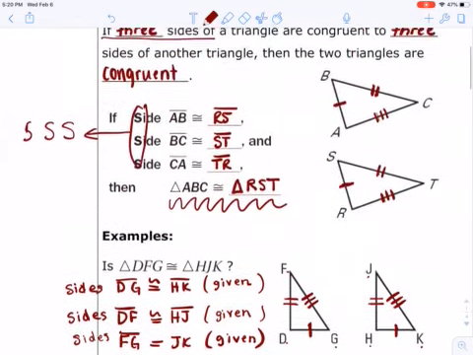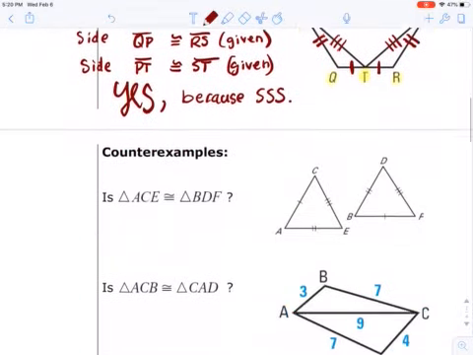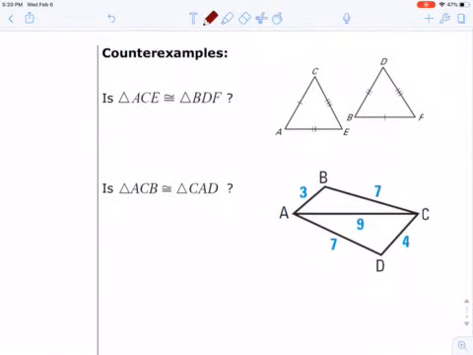Flip your paper over to the back, and let's look at counterexamples. Let's look at when side, side, side doesn't work. Here we are asked, is triangle ACE congruent to triangle BDF? So I'm reading my statement, ACE, is it congruent to triangle BDF?